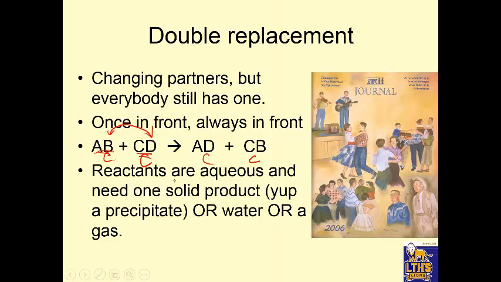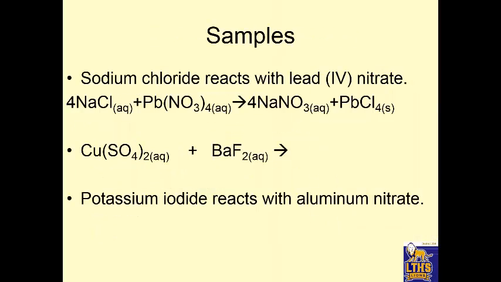Here's some things to remember, that the reactants are always going to be aqueous. So that's a clue to know. If you have two aqueous compounds as reactants, then you're going to get products for a double replacement. If one of the products is a solid, that's what we call a precipitate, or it's water, or it's a gas. So double replacement, two compounds, do the switcheroo. Okay. So here's some samples.